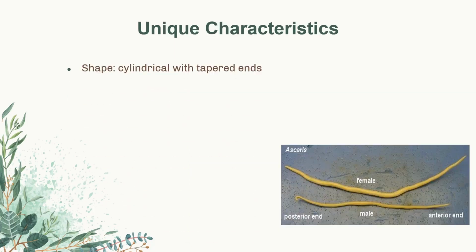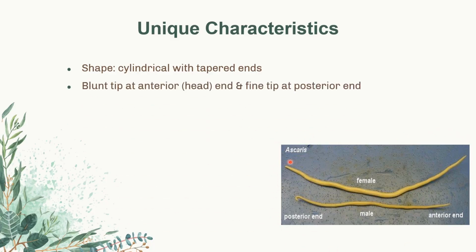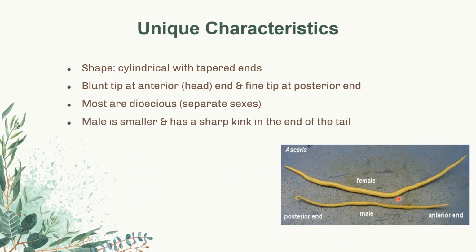The characteristic of nematodes is that the shape is cylindrical with tapered ends, as you can see in the diagram below. The blunt end here at the anterior side is the head, and the fine tip, the sharp point, is the posterior end, most likely the tail end. They are mostly dioecious, meaning they have separate sexes, male and female. The male is usually much smaller and has a sharp kink at the end of the tail. Here at the posterior end, it curves slightly, the sharp kink.